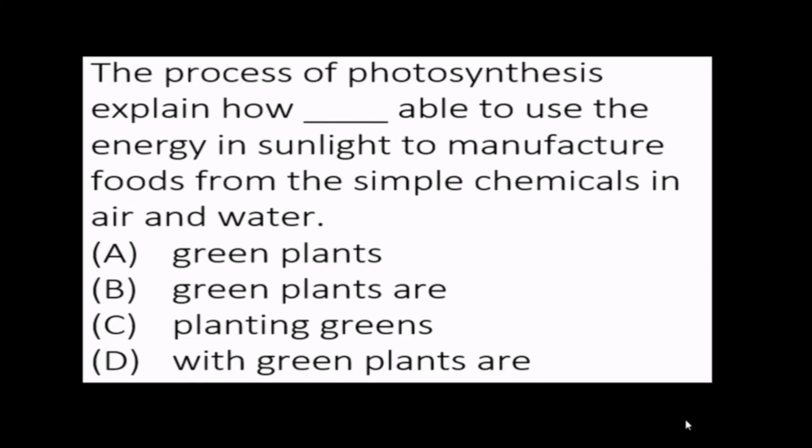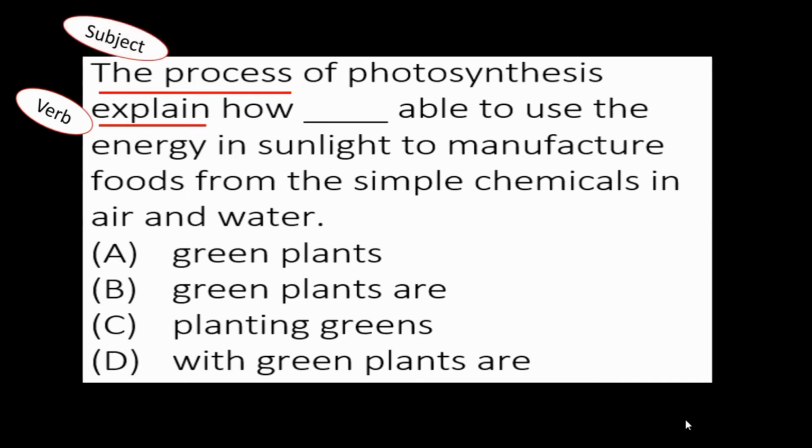Go on to the next exercise. Exercise 2 is about noun clause connectors. Here is the example. Let's find the subject and verb first. We find explain as the verb and the process as the subject. Then, we find the word able after the blank space. Remember that able will follow to be.